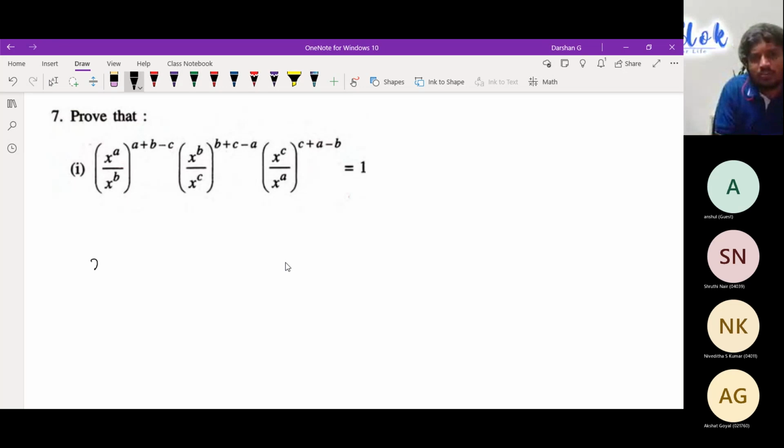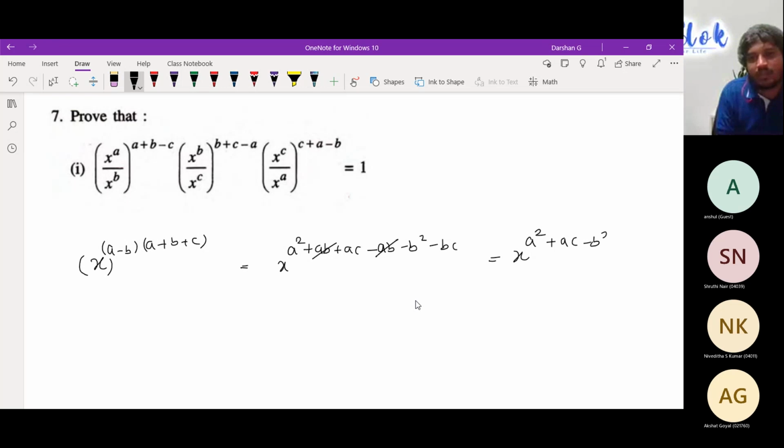I'll tell my part. You can also solve it by different methods. (a minus b) whole to the power of (a plus b plus c), and I know I should not write like this, I should write like this. If I multiply, it is a square plus ab plus ac minus ab minus b square minus bc, plus ab minus ab is gone. So it is x to the power of a square plus ac minus b square minus bc.